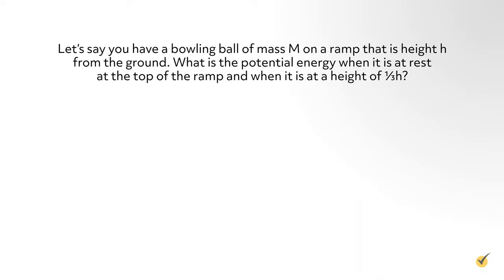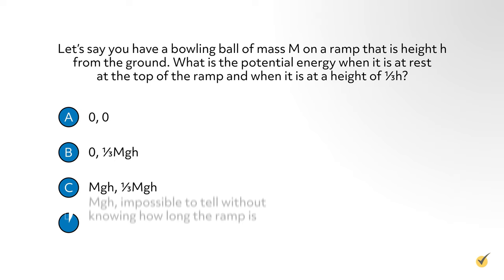Now that we've learned all about kinetic energy, potential energy, and work, let's test it out with some problems. Let's say you have a bowling ball of mass m on a ramp that is height h from the ground. What is the potential energy when it is at rest at the top of the ramp and when it is at a height of 1/3 times h? Is it A, 0, 0; B, 0, 1/3 mgh; C, mgh, 1/3 mgh; or D, mgh, impossible to tell without knowing how long the ramp is?